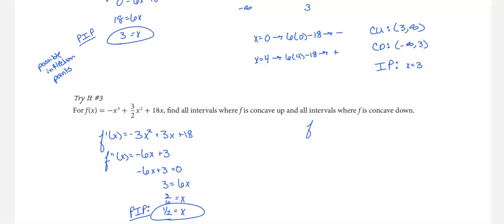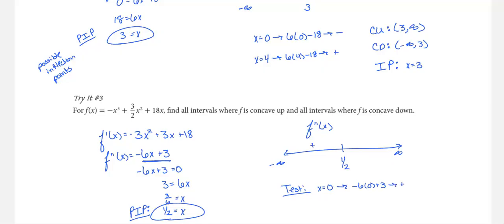To find out if it's an inflection point, we are going to create a sign chart for the second derivative. The domain for this function is all real numbers. 1/2 is going to go on my sign chart, and we are going to test. So let's plug in 0. It goes into that second derivative, so negative 6 times 0 plus 3. That's going to give us a positive.